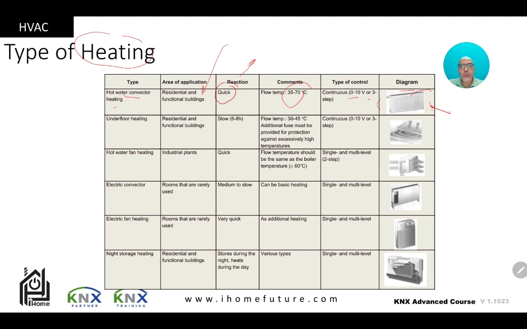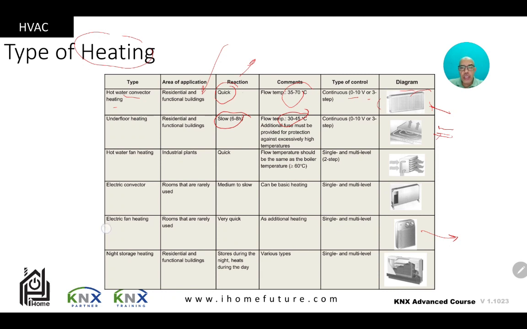If you are using underfloor heating, because the floor itself should also be heated, then you can use something that's slow, and this is the flow temperature that you can get. Then you can go from one usage to another. As an example, there is electric heating, which you use in Egypt many times.